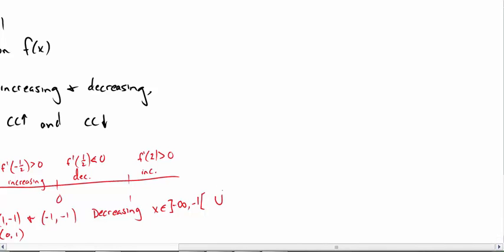And so we use union. It's also increasing from 0 to 1. Notice I'm using open intervals here because these places where the first derivative was equal to 0, it's neither increasing nor decreasing. And then increasing.